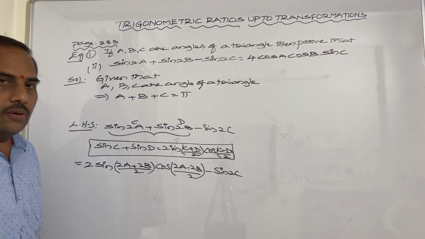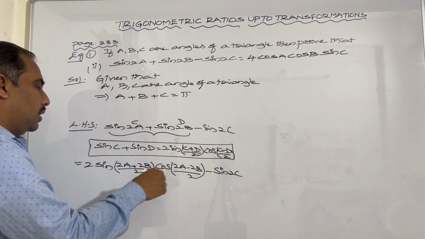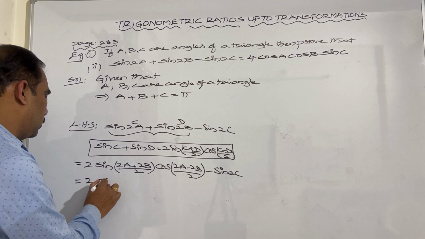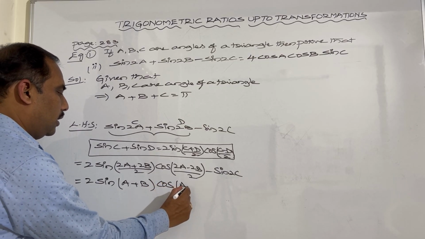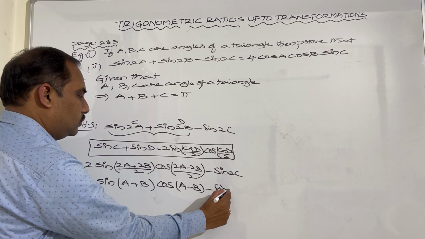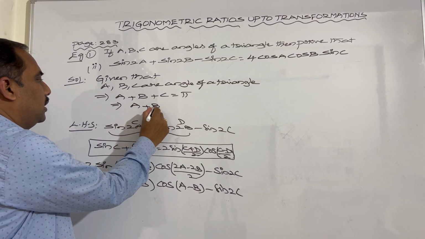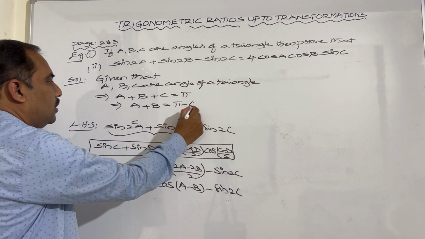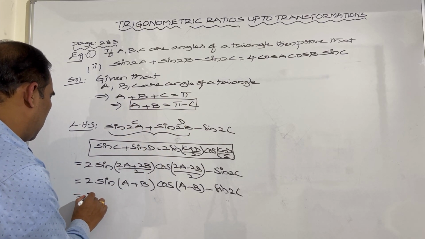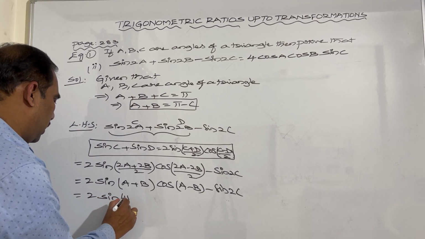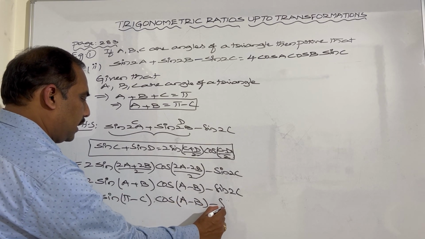Now if you take 2 common in the numerator, the 2 gets cancelled in the numerator and denominator in both the terms. Now we have 2 sin of (A plus B) into cos of (A minus B) and minus sin 2C. From the condition A plus B plus C is equal to 180, we can write A plus B is equal to 180 minus C. So 2 into sin of (180 minus C) into cos of (A minus B) and minus sin 2C.